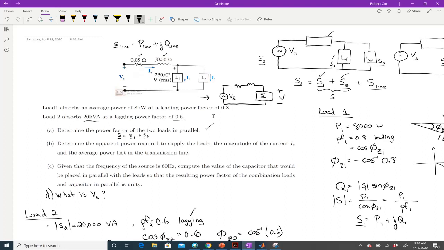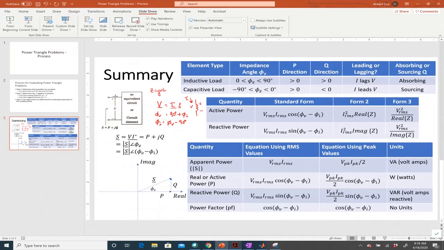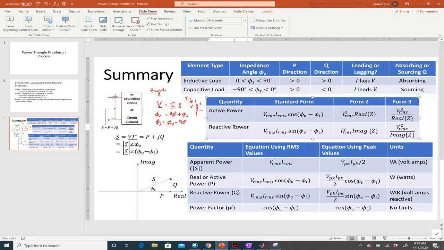Now, the easiest way to look at that, since I don't know the voltage across this element. In other words, I know the voltage here is 250 volts, but I haven't been told anything about V sub S. So if I haven't been told anything about V sub S, the only way for me to figure out the loss in this line is to use the current. So I go back to my relationships here. I've got these for active power and reactive power.